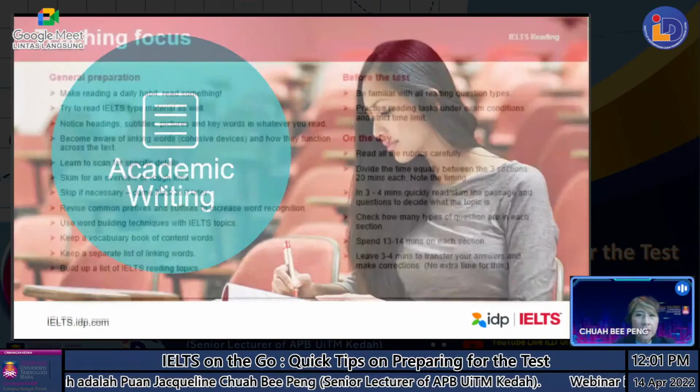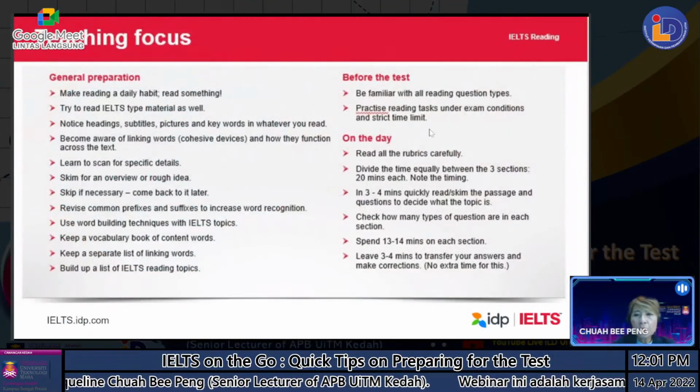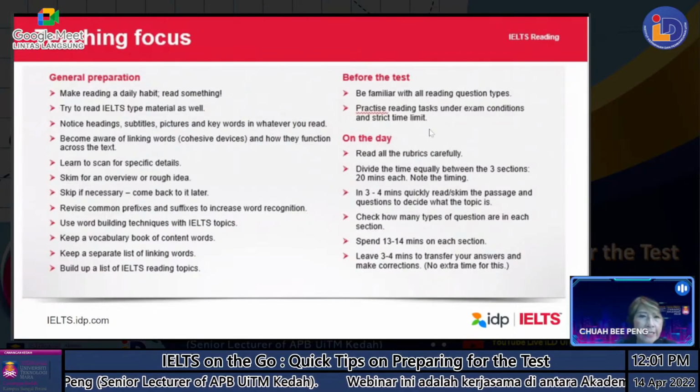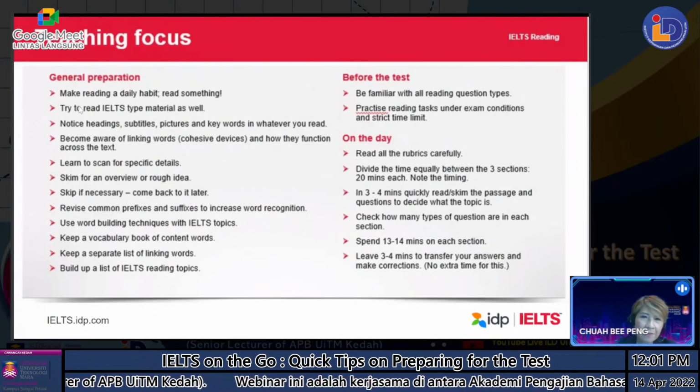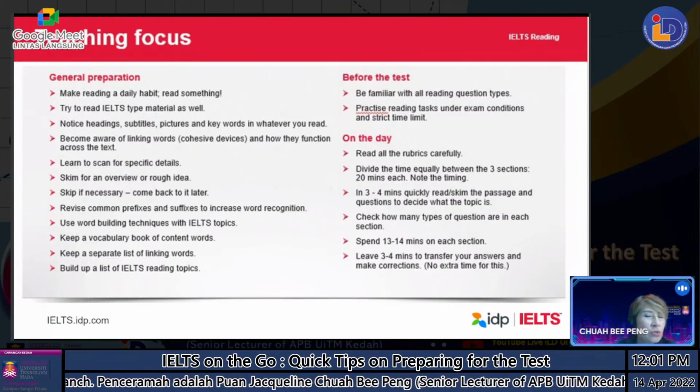Now, what to prepare for your reading test? Make reading a daily habit. Read something. Not reading people's captions on Instagram or whatever, or on their Instagram story, on their Twitter. Okay, it may help you, but it may not help you a lot for your IELTS test. You need to do a lot more.